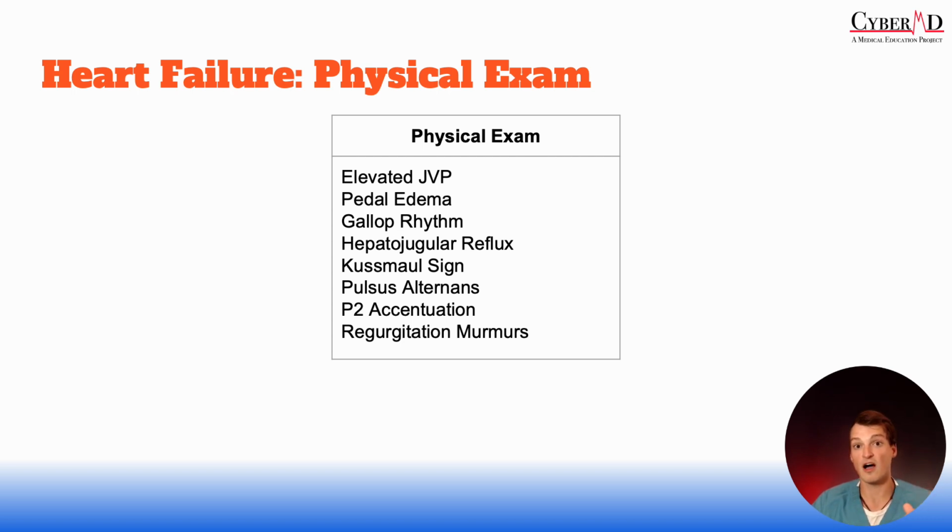Remember that it's not pulsus paradoxus and it's not electrical alternans. Those are two things associated with cardiac tamponade. So pulsus alternans is associated with heart failure, alternating pulsus. So that's kind of how I keep this straight in my head. You have these alternating strong and weak pulses. That's pulsus alternans, and that's going to be due to this left ventricular dysfunction.